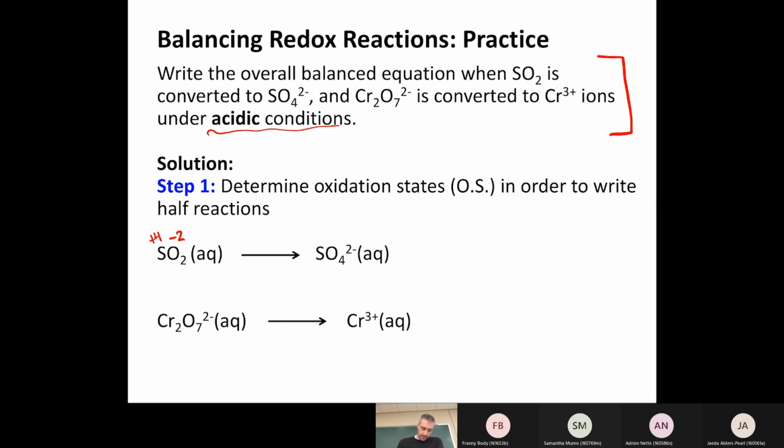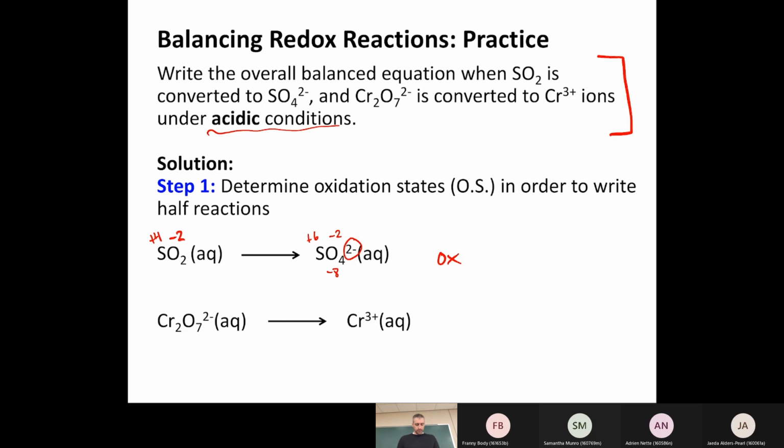On the other side, we have oxygen is still -2. There's 4 of them for -8. That means the sulfur must be +6, because the +6 and the -8 have to add up to give you what the charge is, which is -2. So the sulfur is going from +4 to +6, so it's being oxidized.